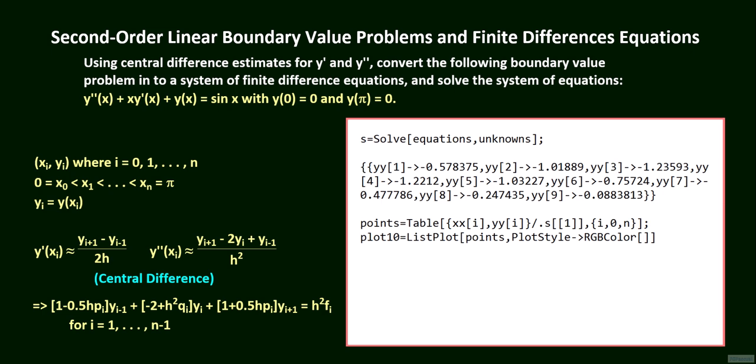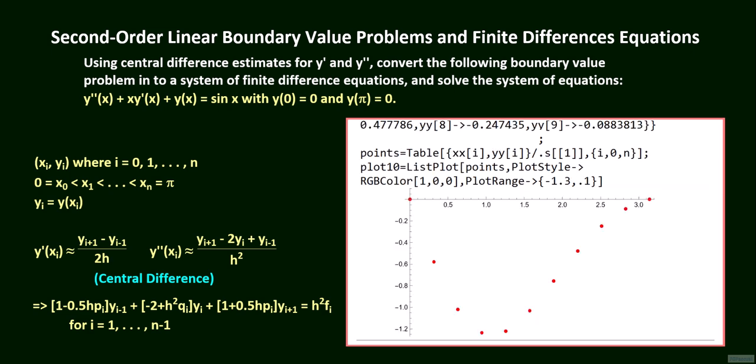Inside the RGBColor directive are 3 numbers, each between 0 and 1. If the points for n equals 10 are to be all red, we set 1 for R or red, 0 for G or green, and 0 for B or blue. And to ensure that we have the same region for the plots for the different values of n, we specify that the PlotRange lies between the y values of -1.3 and 0.1. This range of y values is something that we had predetermined when we tested the code before making this video. We execute this last pair of commands, and here is the approximate solution for n equals 10.